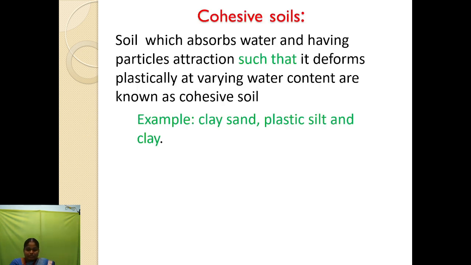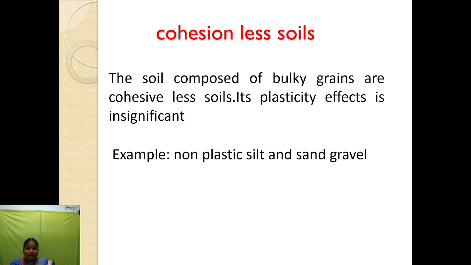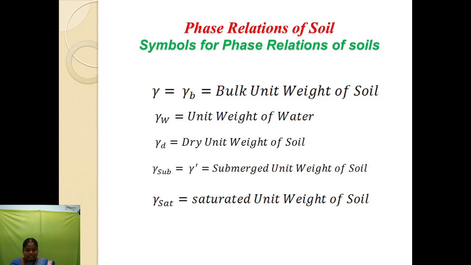Two different types of soil are very important: cohesive soil and cohesionless soil. Cohesive soil absorbs water and has particle attraction such that it deforms plastically at varying water content. Examples are clay, plastic silt, and clay. Cohesionless soil is composed of bulky grains, and its plasticity effect is insignificant. Examples are non-plastic silt, sand, and gravel. The three-phase relationship is very important in soil mechanics.